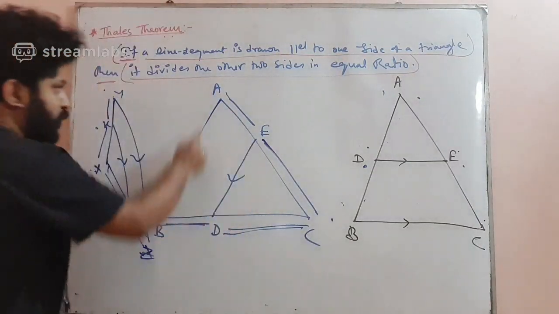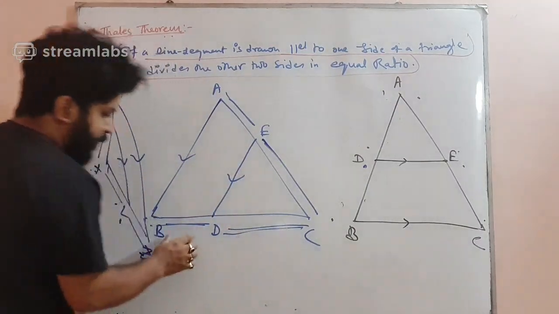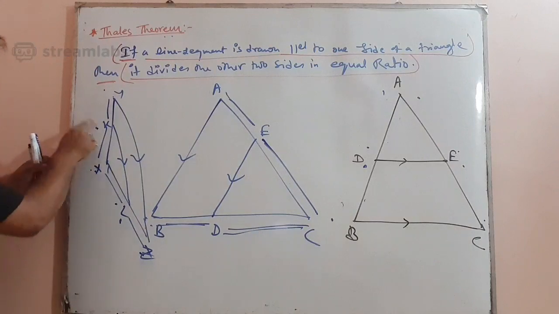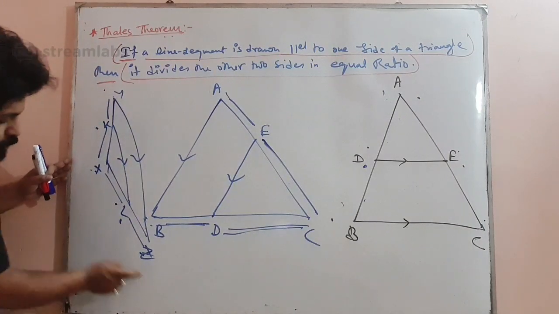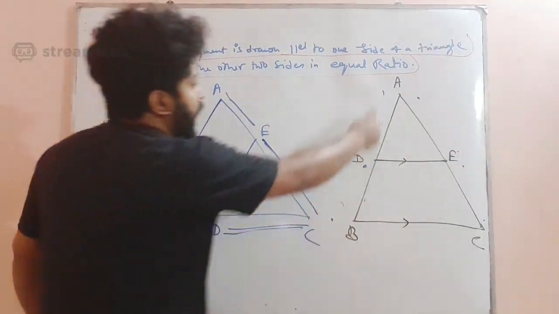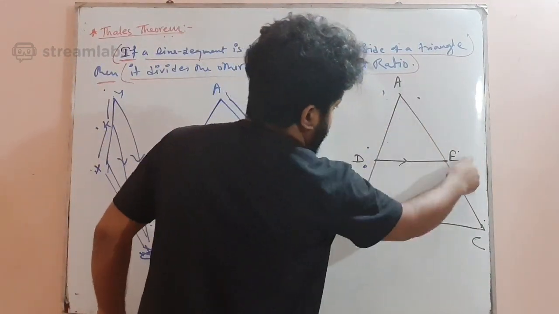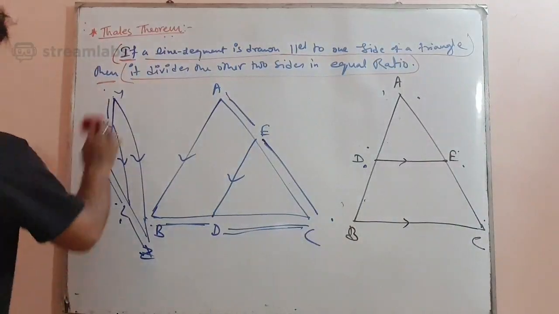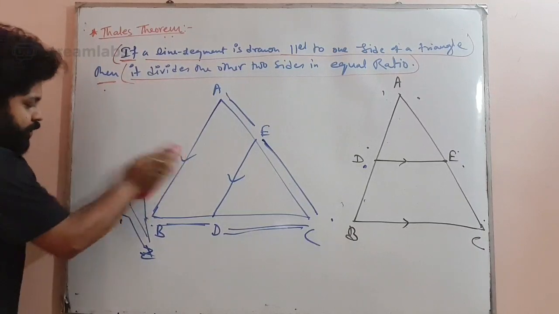Meaning here, ED is parallel to AB, then CD by DB is equal to CE by EA, and XK by KY is equal to XL by LZ. Then again AD by DB must be equal to AE by EC. So this you have to understand and also prove. I hope that you have understood the application.